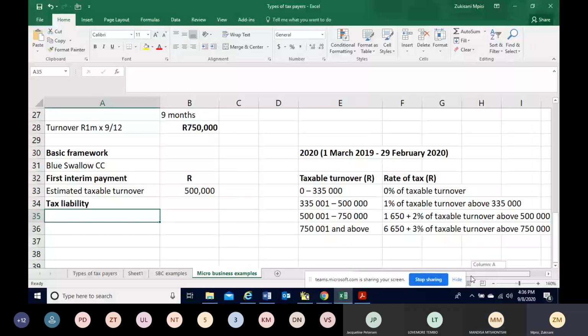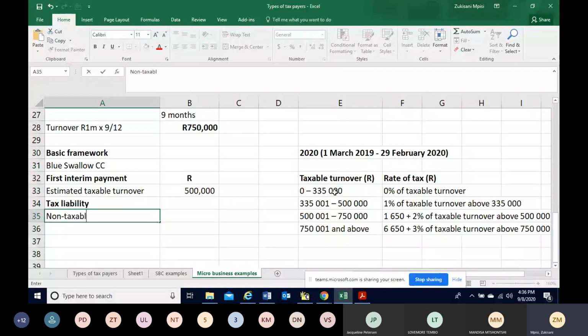You got it right. So in essence, one of the things that gives micro businesses a good benefit is the tax benefit, because the first 335,000 that you make is not taxable. So that's what we have to take out first. It is the first one that is not taxable, because of the benefit.